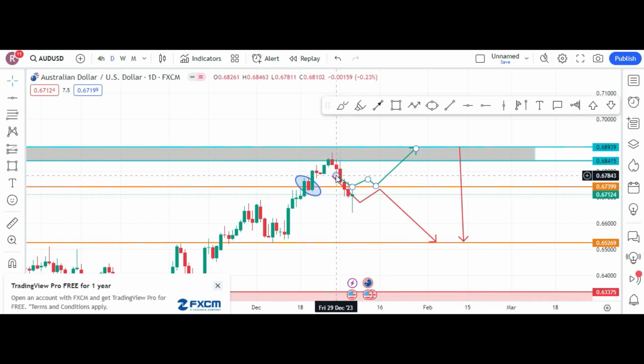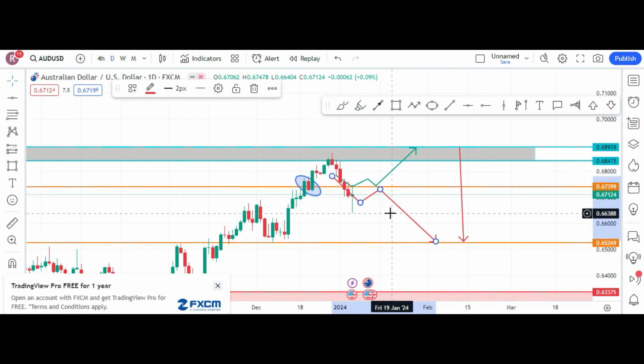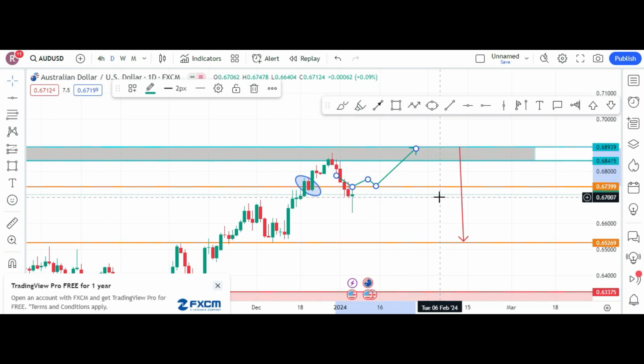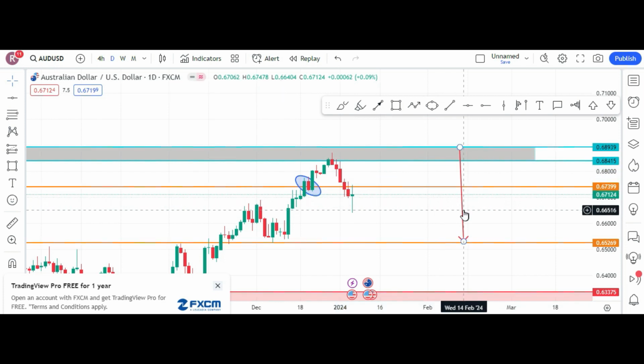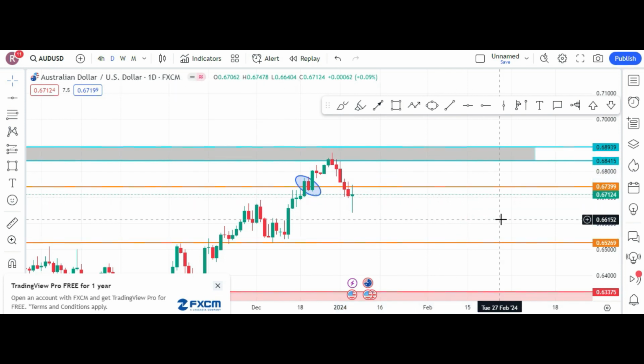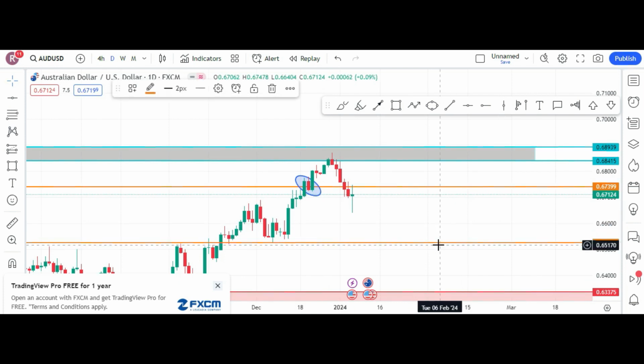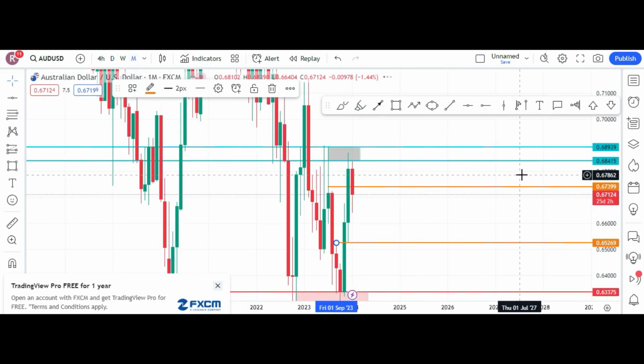1, 2, 3, 4 days. The price started from here and came down, and last Friday it retraced back. So let's remove this and make a fresh outlook of the current situation so we can understand what is going on. Let's go back to the higher time frame, monthly.